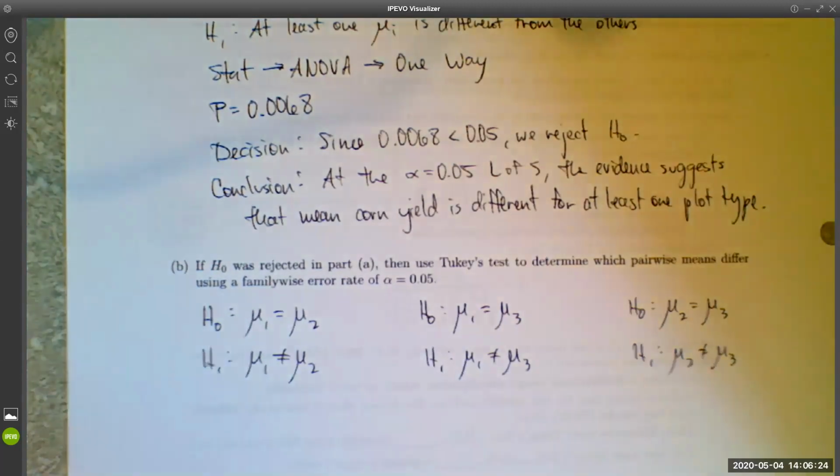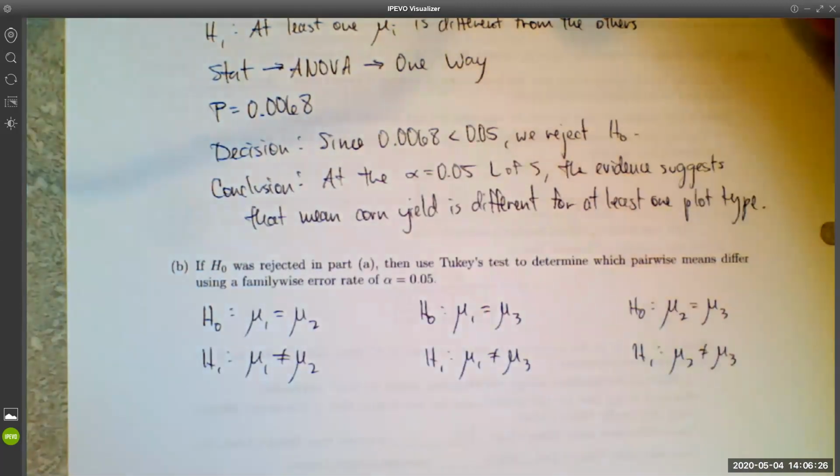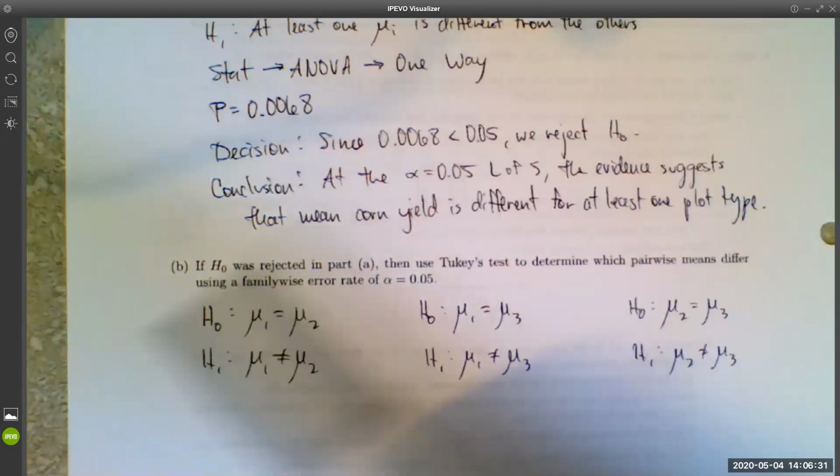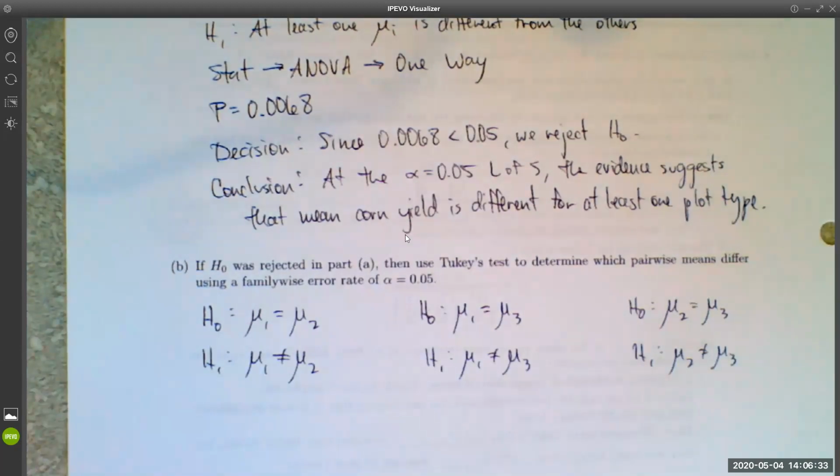So to run these three tests, we do the same thing that we did before, stat, ANOVA, one way, but then we're just going to click on compute Tukey HSD. So let's go back to StatCrunch real quick and take a look at that.